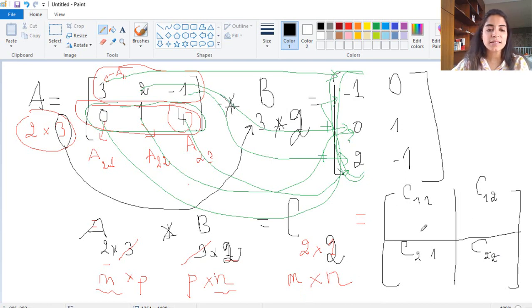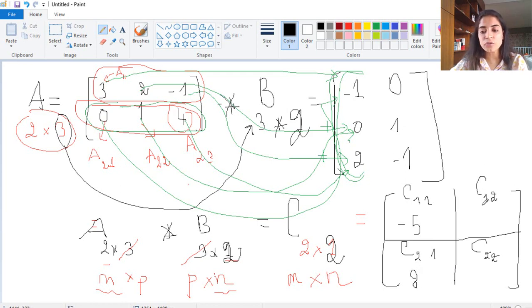Now the first element is C11, which means it is the sum product of the first row with the first column, right? So it is the same as earlier. It is 3 times minus 1, which is minus 3, plus 0, minus 2, which is minus 5. Now this one is the second row with the first column, which is basically 8.